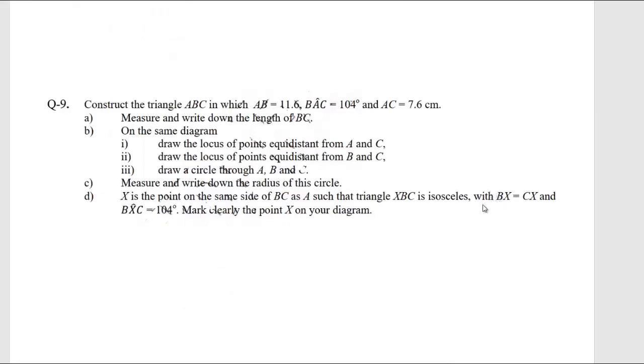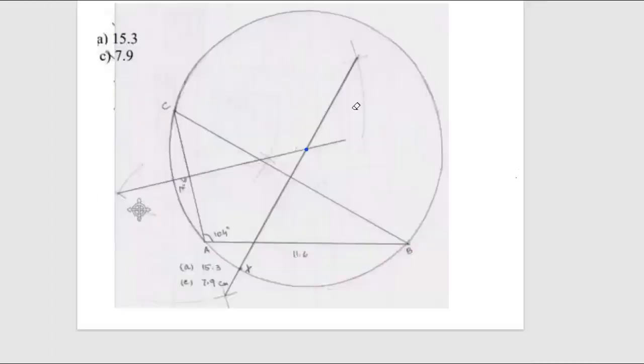Therefore, by these two conditions, that the triangle must be an isosceles and angle must be 104, the point X will be on this arc of the circle, and it should form an isosceles triangle. So in that case, the point X must be on this perpendicular bisector. So by using both pieces of information, the final location of the X will be over here.